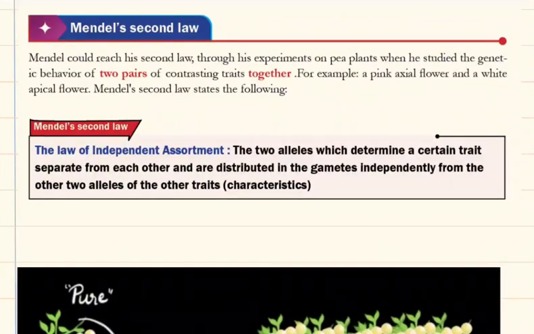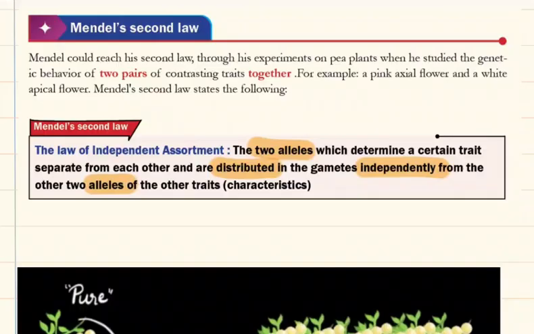Mendel's second law is named the law of independent assortment. What does it state? It states that the two alleles which determine a certain trait separate from each other and are distributed in the gametes independently from the other two alleles of the other trait.